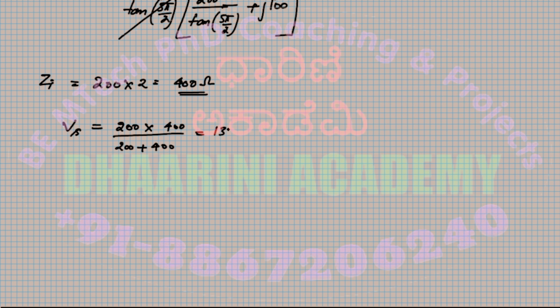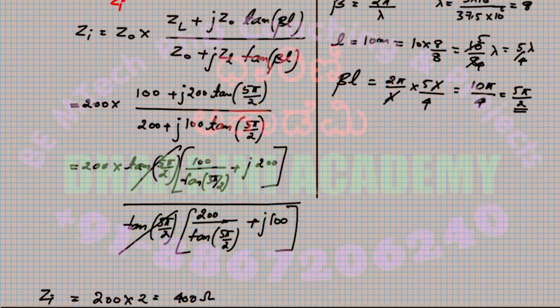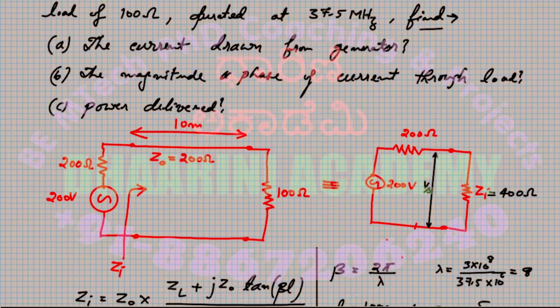Okay, so that is 133.3 volts. Again, this comes in the RMS format only. Now you see, I'm answering the first part of the question. The first part of the question says find out the current drawn from the generator. It's very easy to calculate. I just have to write.